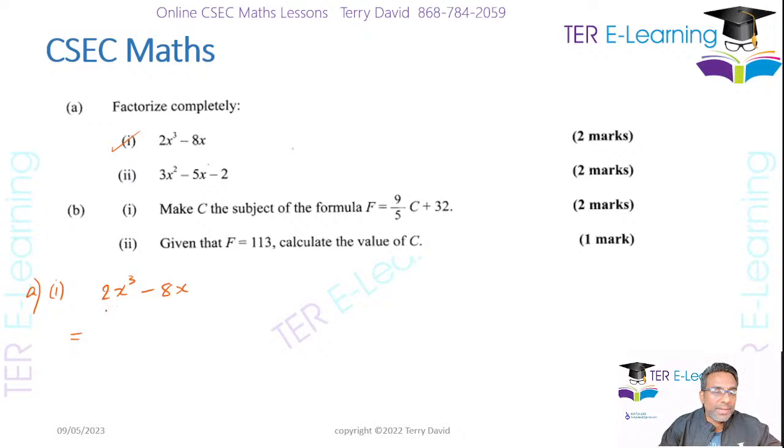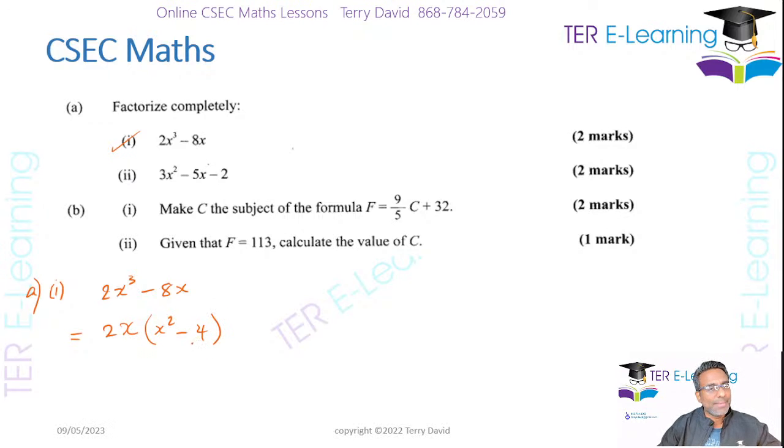So the HCF of 2 and 8 is 2. That's the highest number that can go into 2 and into 8. We have x cubed and x, so the highest variable that can go into both of them is going to be x. Open brackets, and you ask yourself, 2x multiplied by what is going to give you x cubed? 2x by x squared, minus, now you need to get back the 8, so we need to put a 4 here, and that's it.